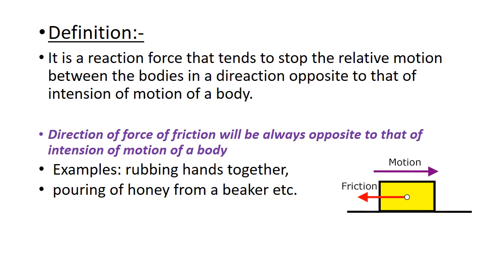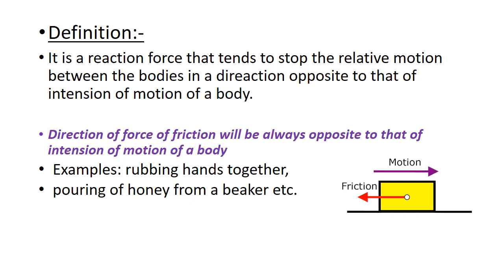So therefore, I can say now the direction of this force is always opposed to that of the intention of motion, or in some cases it is opposed to that of the applied force. As we saw in the previous example, when I applied the horizontal force, the force of friction was just opposed to that of the applied force. But sometimes when we apply the force at a certain angle, the force of friction is not opposed to that of the applied force, but for sure it will be opposed to the direction of the motion of a body.